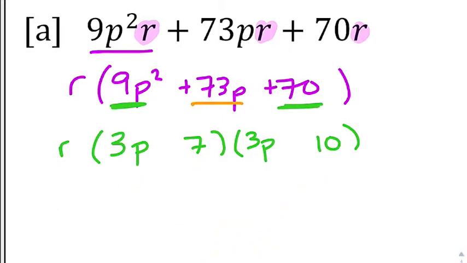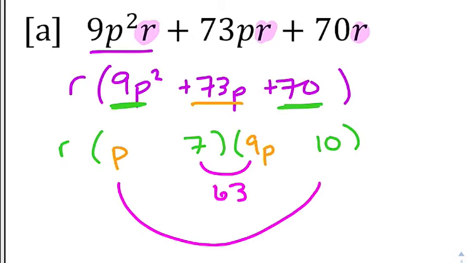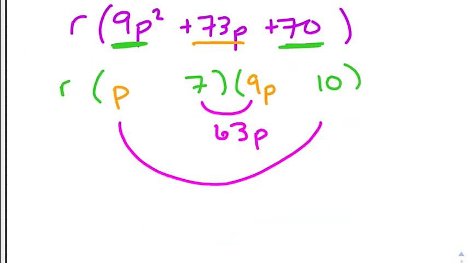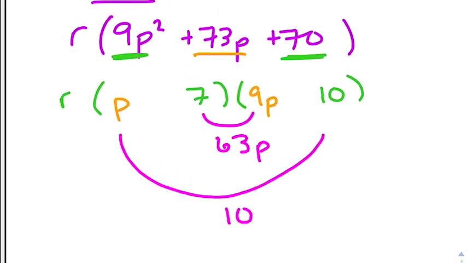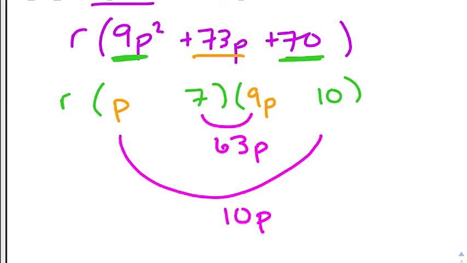And again, we should try to think also that this might not be factorable. With 3p and 3p, there's no variation in changing it. So maybe we just try another factor for 9. So let's try, I don't know, p here and 9p here. And so again, evaluating the inner and outer terms, 7 times 9 would give us 63p. 1p times 10 would give us 10p. Well, look at that, 63p plus 10p gives 73p in the middle, so we did actually find our factors.